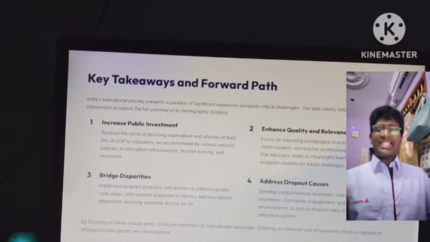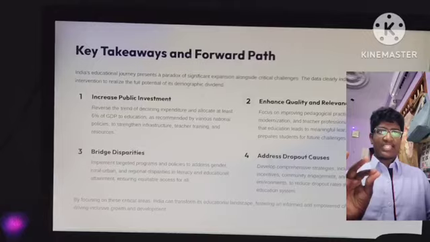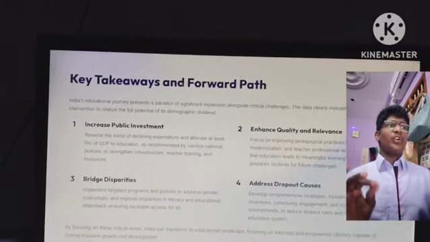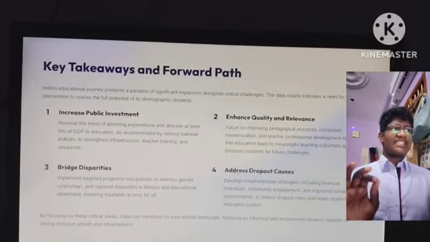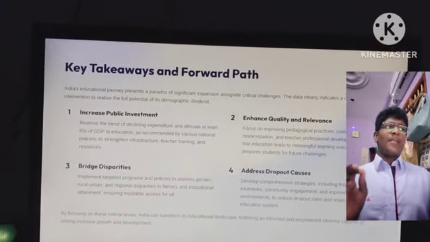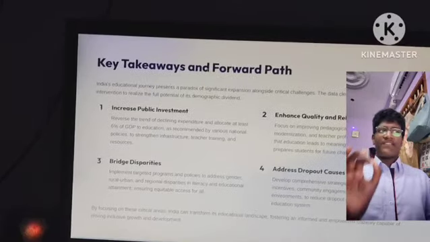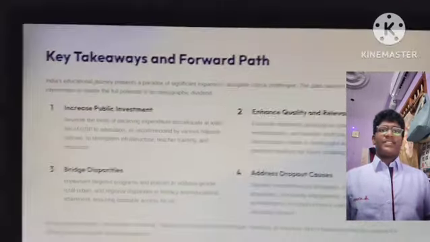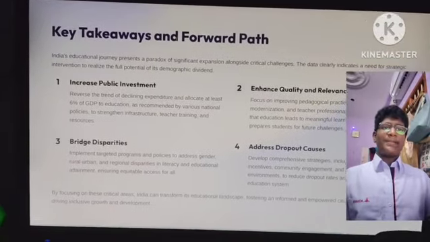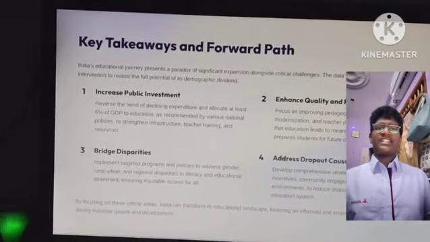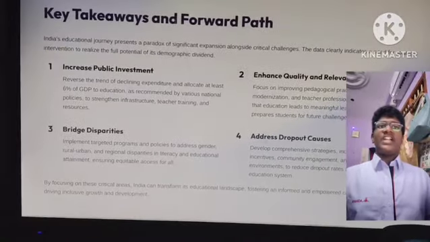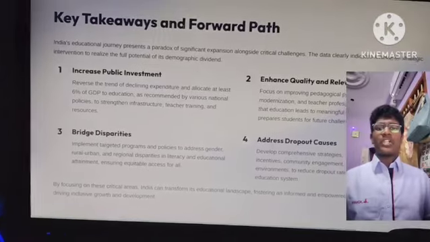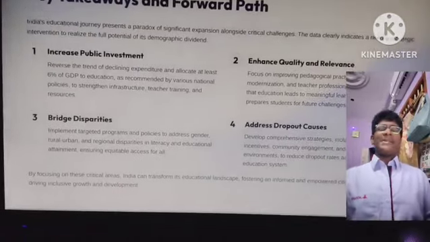Key takeaways and the path forward. India's educational journey presents a paradox of significant expansion alongside critical challenges. The data clearly indicates a need for strategic intervention to realize the full potential of the demographic dividend. Increase public investment: reverse the trend of declining education expenditure and allocate at least 6% of GDP to education, as recommended by various national policies, and strengthen infrastructure, teacher training and resources.